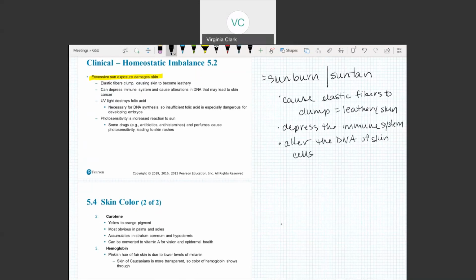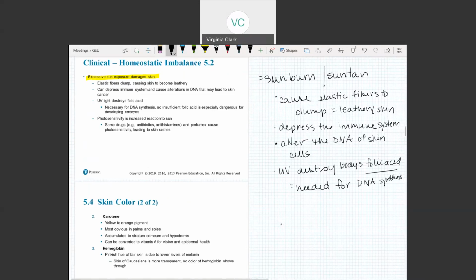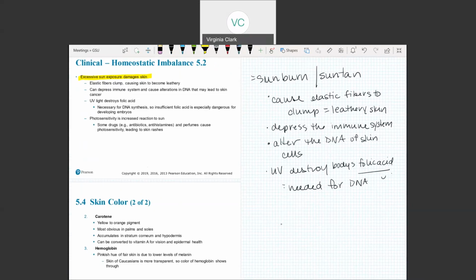Another thing that also happens with this is that UV will actually destroy whatever the body has when it comes to folic acid. And folic acid is really, really important because it is needed for DNA synthesis. So not only do you have the ability to damage your DNA, you can damage the process of making new DNA by removing the folic acid from the system. All of that can happen just because you're going outside in excessive amounts to the sun.